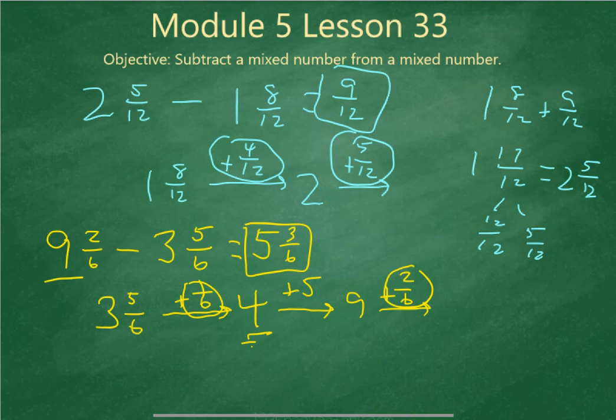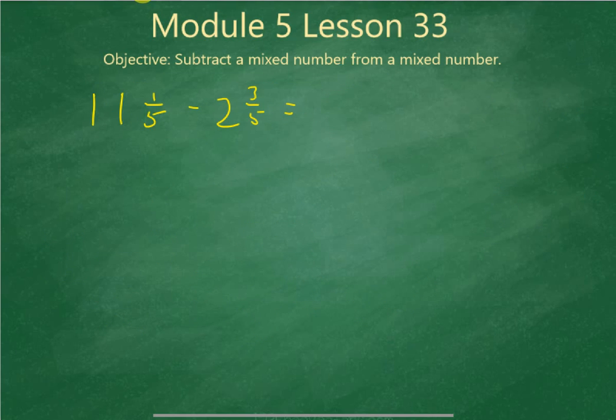All right, well, let's get to the next method of subtracting a mixed number from a mixed number. Okay, in the next method, we're going to just subtract the whole number first, just sort of like what we did when we were adding two mixed numbers. We added the whole numbers first. We can do that here too. So we're going to subtract the 2 from the 11. So we're going to get 9 and 1/5.